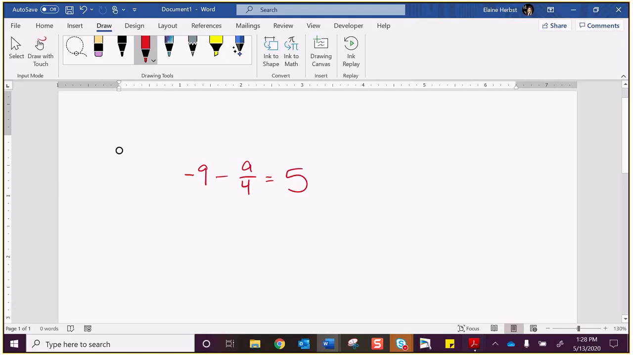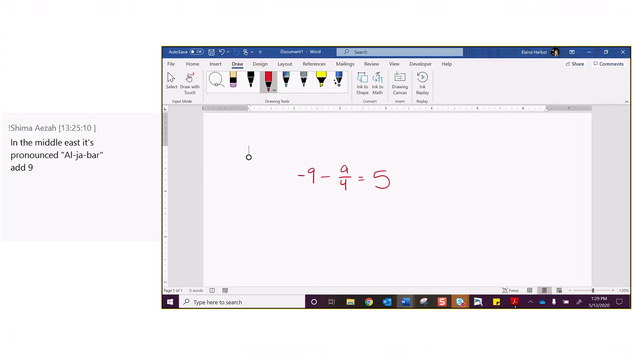The first thing you would do is, remember, when you're trying to get the variable by itself, you undo any addition or subtraction. This is a -9, so we're going to add 9 to both sides. We're going to bring down a negative A over 4, and that equals 14. Now we have to do the opposite of dividing by 4. We're going to multiply by 4.